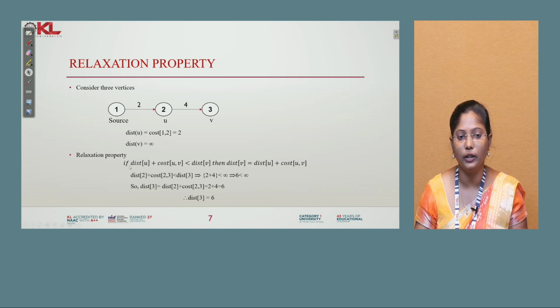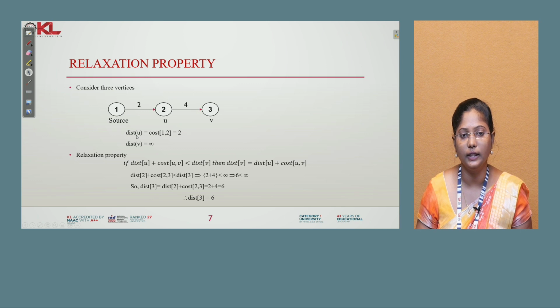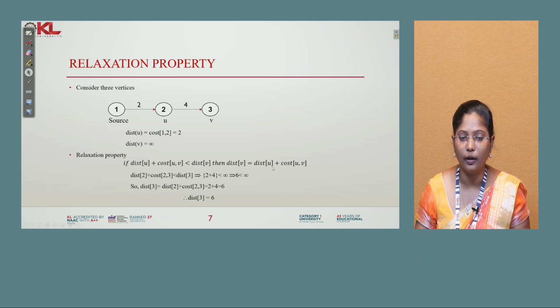And the relaxation property, what is the formula? If distance of U plus cost of U comma V is less than distance of V. Distance of U is nothing but cost of 1, 2, so distance of 2 is 2 and cost of U comma V is cost of 2, 3, which is 4. So 2 plus 4 is less than distance of 3. What is the distance of 3? It is infinity, right. So 2 plus 4 equals 6, and 6 is less than infinity. So the condition is true. At that time we have to use this formula to calculate the distance of that particular vertex, right.